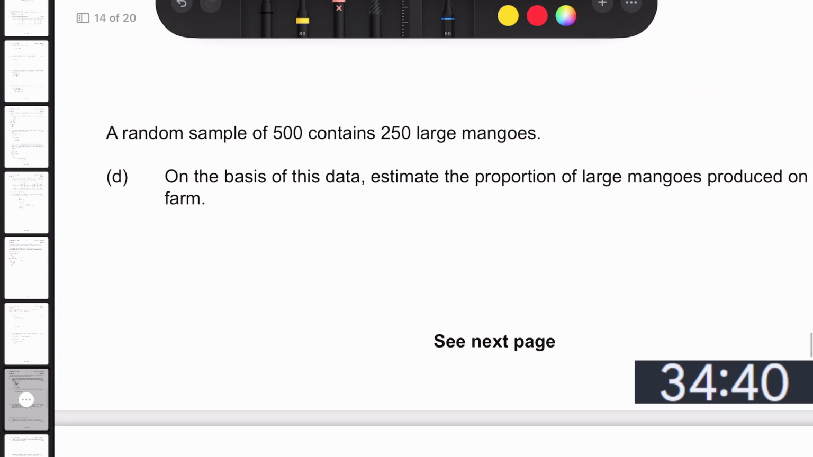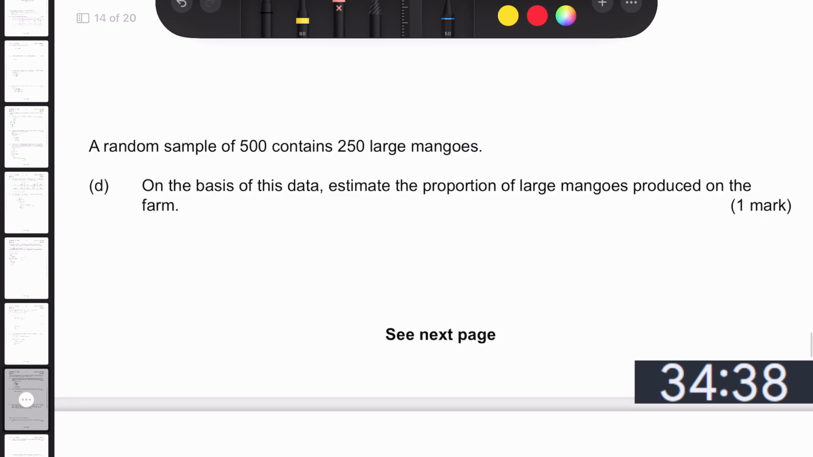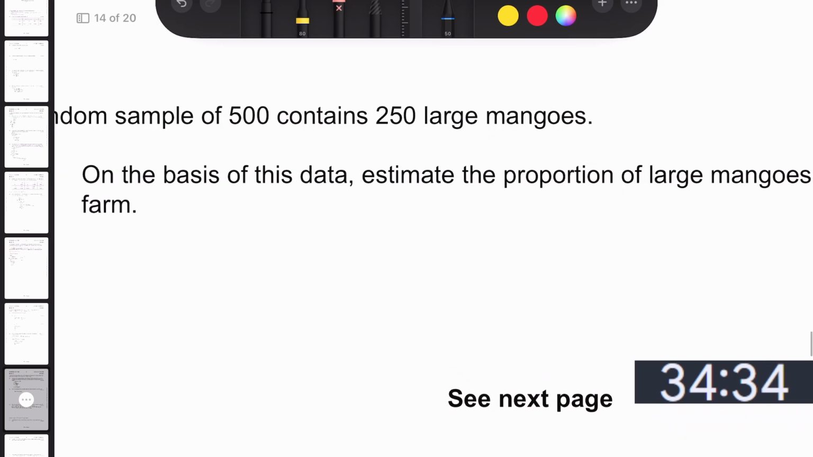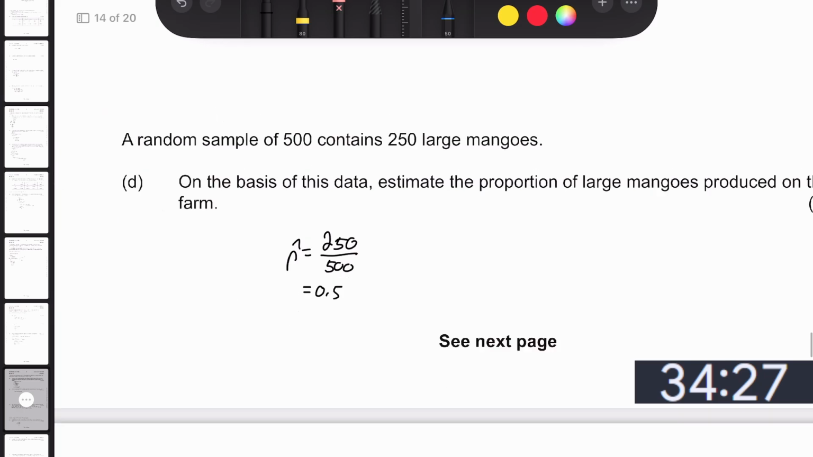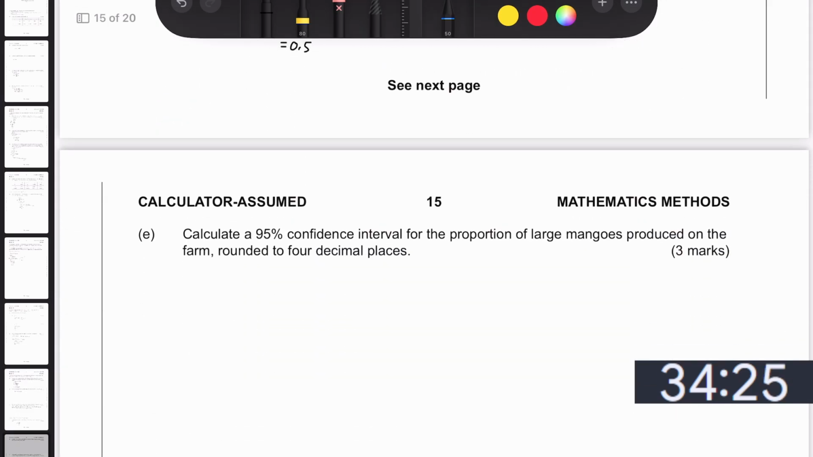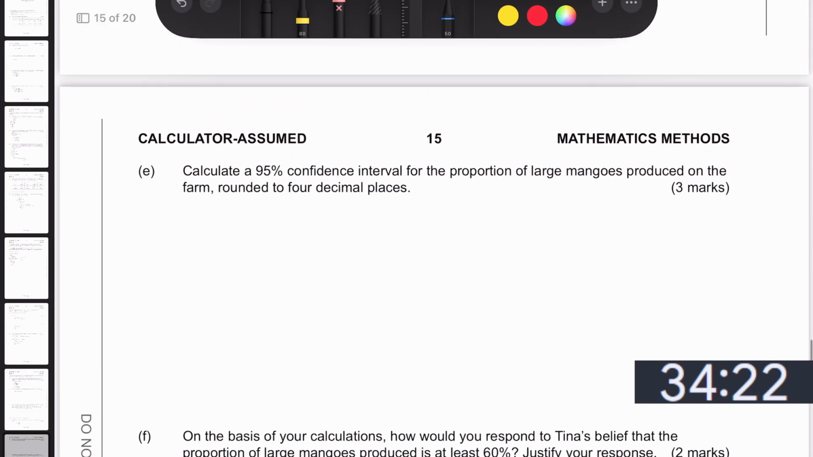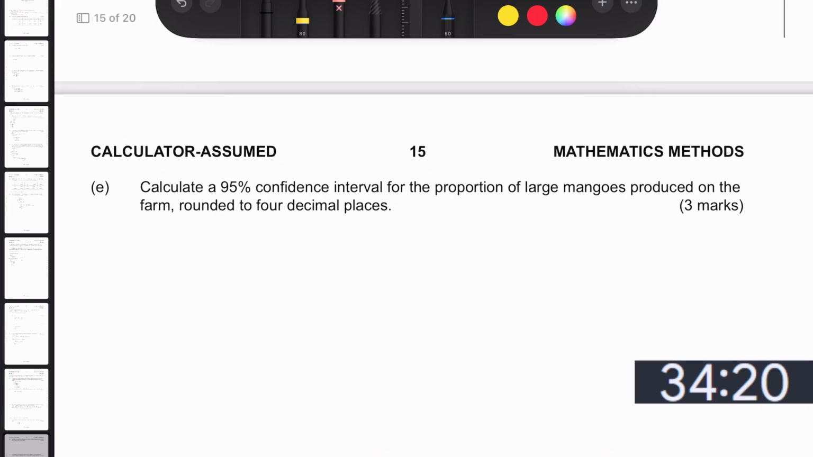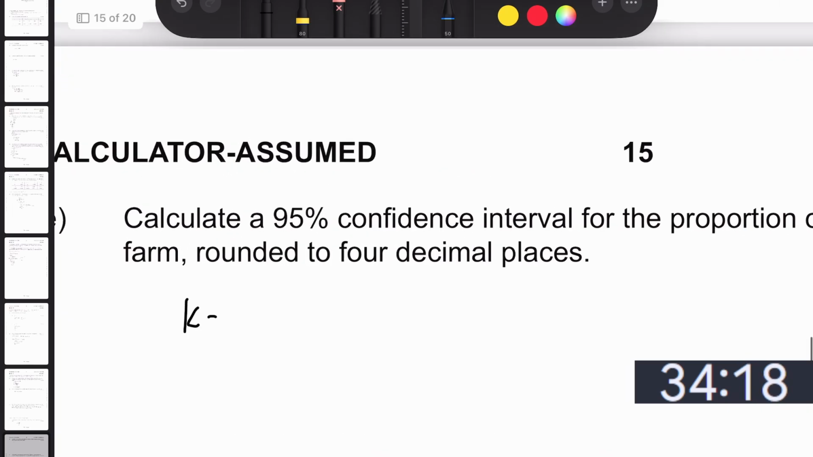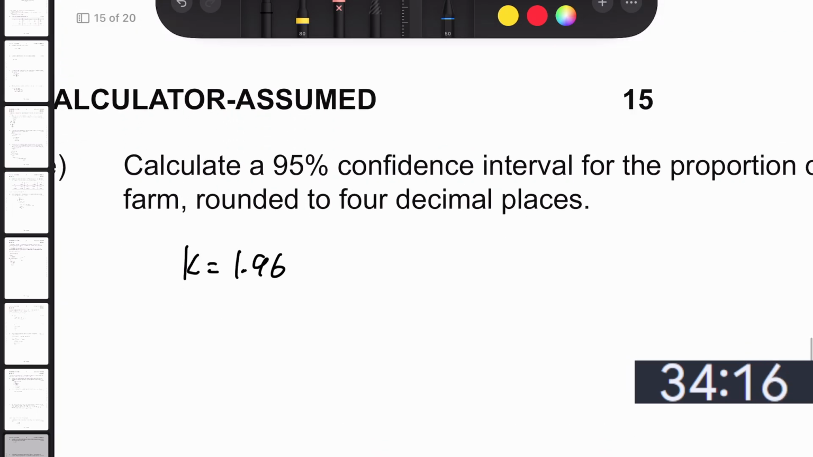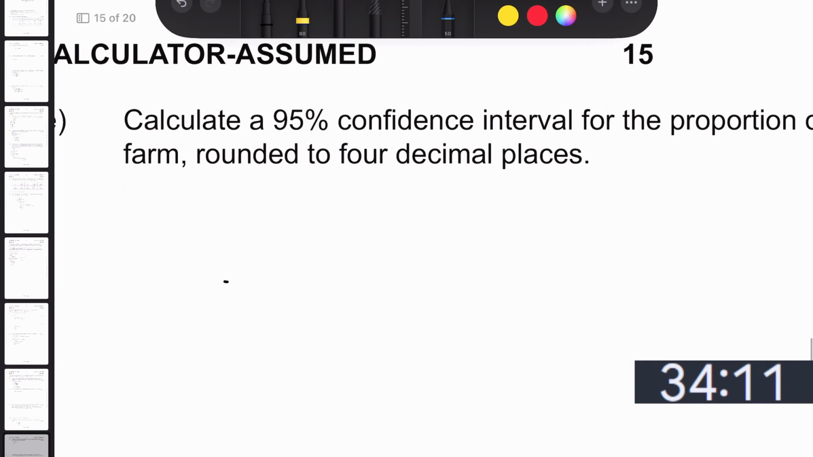Okay, a random sample of large mangoes. Estimate the proportion of large mangoes produced from this farm. P hat equals 250 over 500, which is 0.5. Calculate to 4 decimal places. I'll say CAS stats.